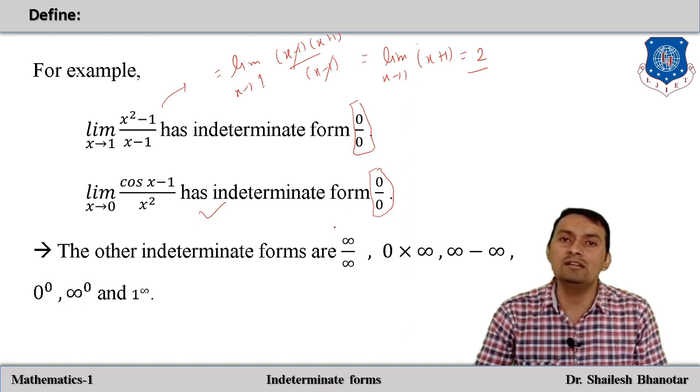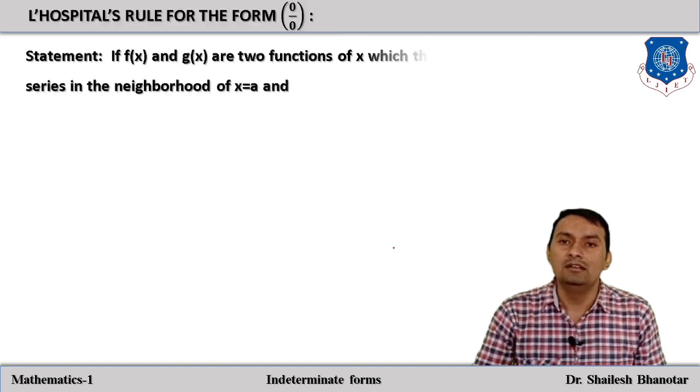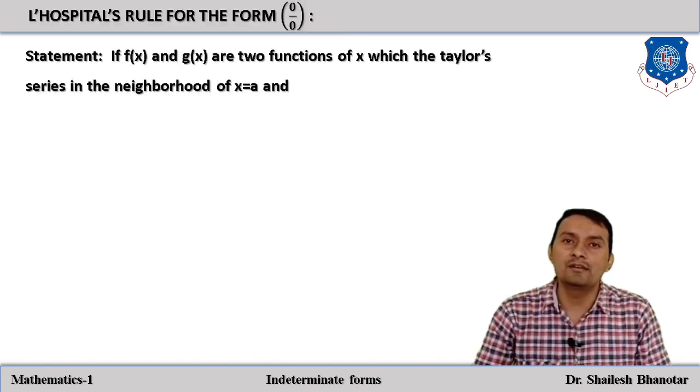But before that, what types of indeterminate forms are there? Here another form is infinite by infinite, another is 0 into infinite, where there is no conclusion, then infinite minus infinite, 0 raised to 0, infinite raised to 0, and 1 raised to infinite. So these are the different indeterminate forms. Now let's have a look at the first L'Hopital rule.